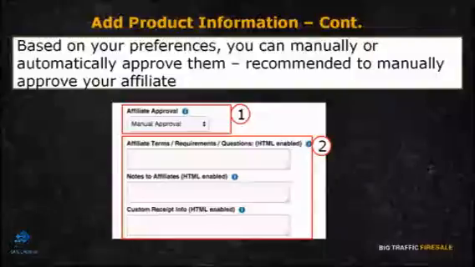Hence, the 3 boxes below are crucial for your affiliate. These are supported by HTML, which means if you have customized rules and regulations for the affiliate, you can simply copy them and paste them in the respective boxes. That concludes the basic information of your product.